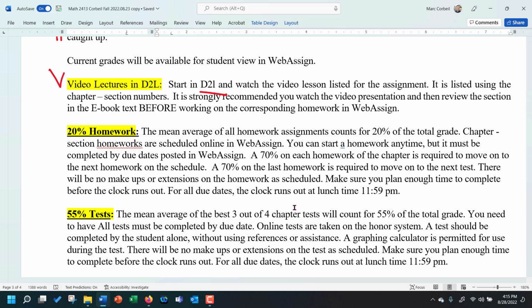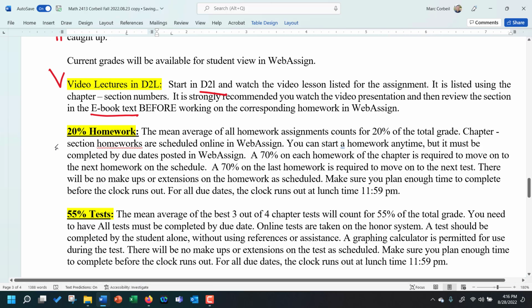You need to do that well before the homework, and then you also need to have the e-textbook open and going through the chapter and looking at examples. I'm not above taking an example straight out of one of the examples in the textbook and using it as a test example because that works really well. So keep that in mind.